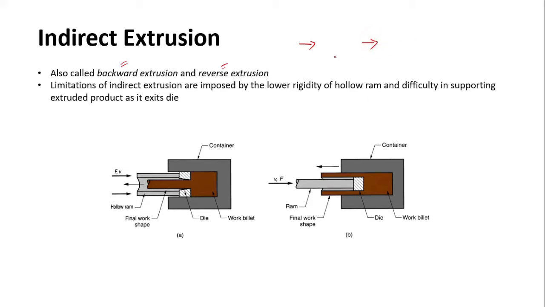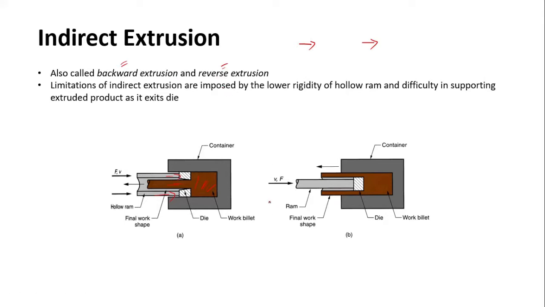While in the case of indirect, backward or reverse extrusion, the force is applied in one direction while the material is also squeezed in the same direction, from the same side. So we have a ram or the die attached to the container. The ram and container are assembled together and the billet is fed into the container. So the ram compresses the material so that it is squeezed out of the die opening from the same side. That is what is called backward extrusion or reverse extrusion.